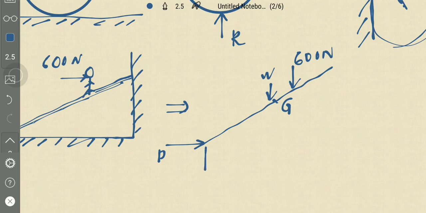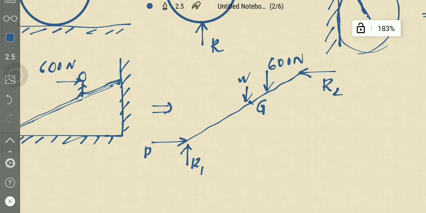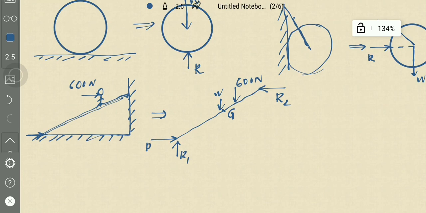The vertical reaction will be acting at the floor, let us say it is R1, and also as the weight of the ladder and weight of the person has impact at this wall, so there is a reaction from the wall onto the ladder which is horizontal. Suppose this is R2. This is the free body diagram of this ladder.